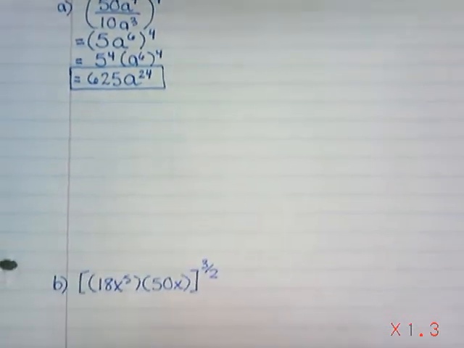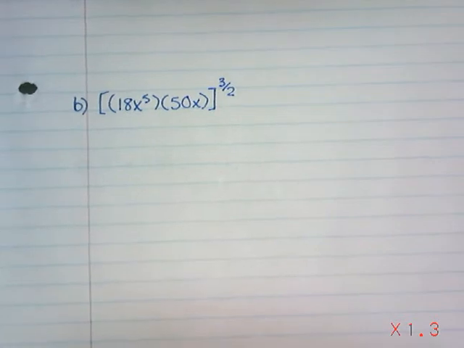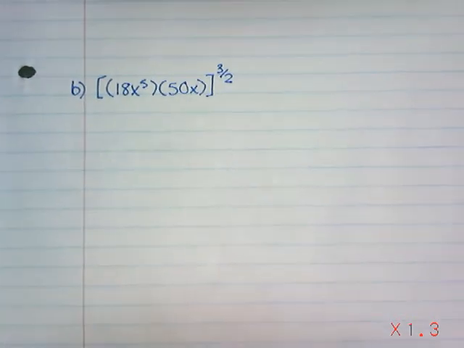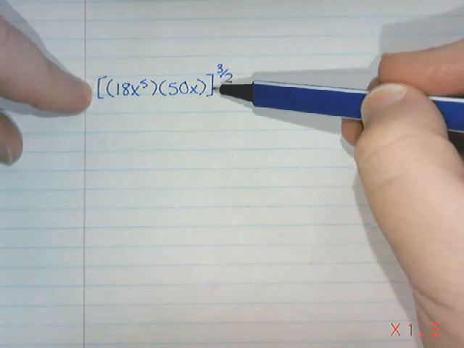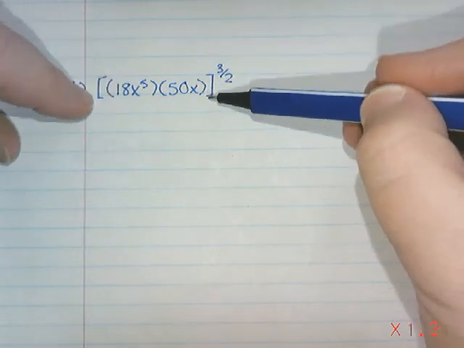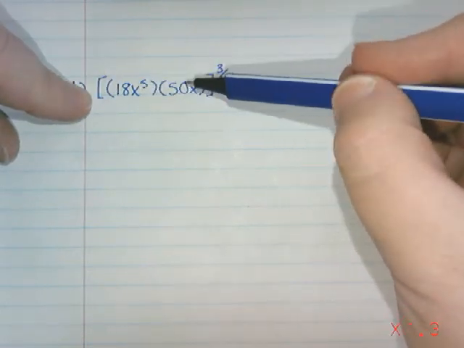All right, there is one more question in this section. So I have 18x to the 5 times 50x, all to the power of 3 over 2. So same thing as the last one, I would try to use order of operations to decide what order to do everything in. So up first in order of operations is brackets. I do see a large set of brackets here, and within those brackets there is some multiplication.